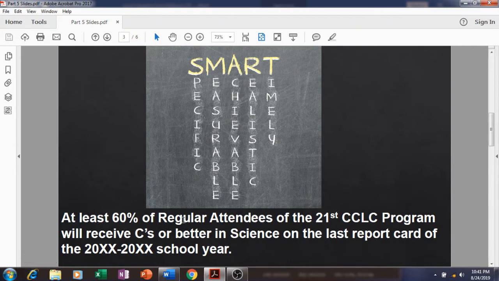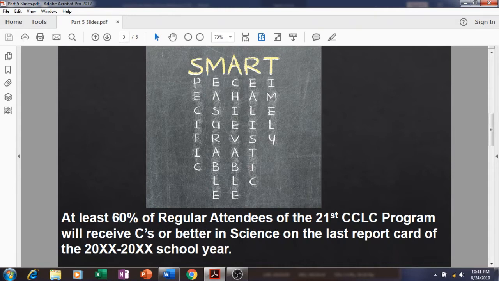Here's an example of a SMART objective. At least 60% of regular attendees of the 21st Century Program will receive C's or better in science on the last report card of the current school year, whatever it is, or actually for 21st Century, it's the school year before. Okay, we can see it's specific. We're talking about regular attendees of the 21st Century Program. It's measurable because we're going to look at science on the last report card of the year. It's achievable. That would depend on, in this particular district, they felt 60% was achievable. Perhaps only 50% of the students before were making C's, or 40%. You need to make yours achievable.